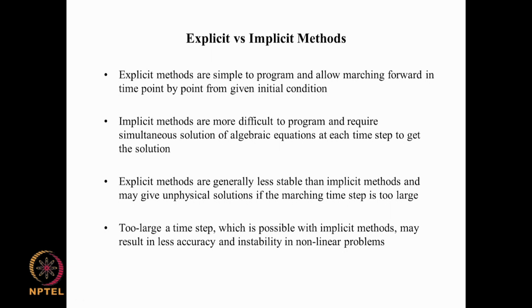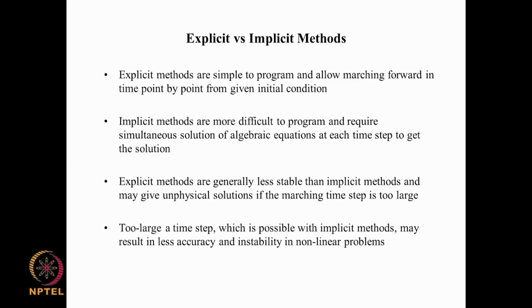So, when we are looking at time discretization, when we are looking at time dependent problems, we have the possibility of an explicit evaluation of T i n plus 1 or an implicit evaluation. Explicit methods are simple to program and allow marching forward in time point by point from given initial condition. Okay. Implicit methods are more difficult to program and require simultaneous solution of algebraic equations at each time step to get the solution. So, because you are looking at a matrix solution, then it is slightly more complicated.